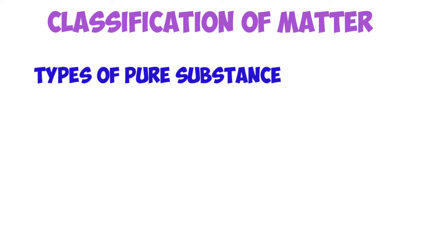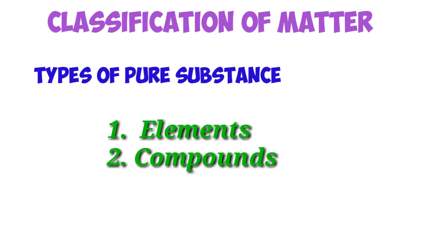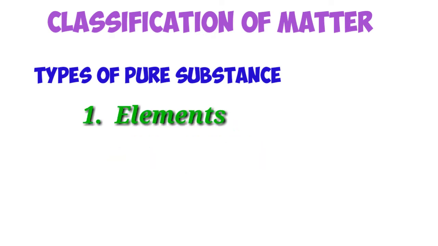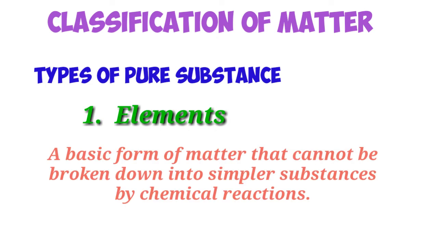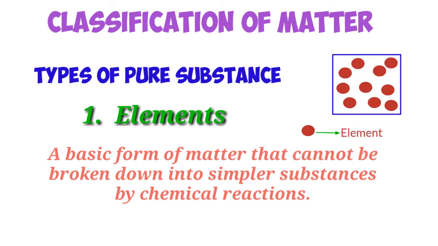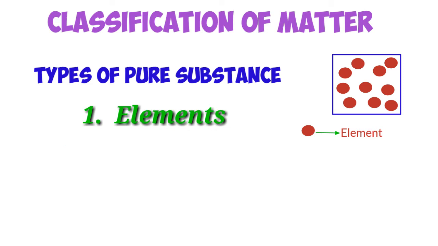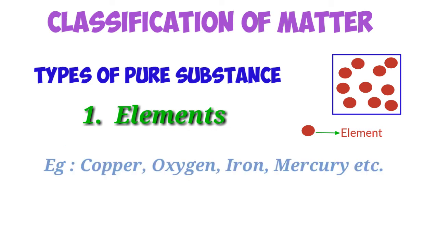Types of pure substance. Pure substance can be divided into two, elements and compounds. Elements are pure substance which cannot be broken down into simpler substances. It can be defined as the basic form of matter that cannot be broken down into simpler substances by chemical reactions. For example, copper, oxygen, iron, hydrogen, mercury, etc. These are pure substance which is having only one type of atoms and cannot be broken down into simpler substances.